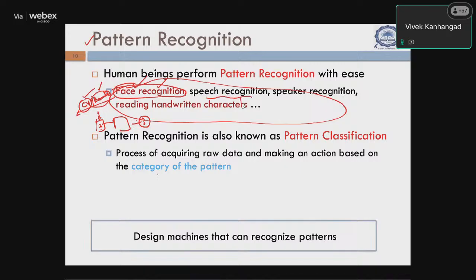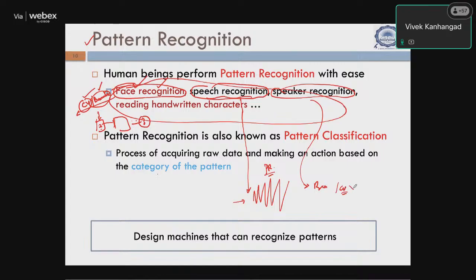Similarly, speech recognition. Speech is a one-dimensional signal, so it's definitely not a computer vision problem, but it's still a pattern recognition problem, and it is not a biometrics problem. We are not interested in identifying who the speaker is. Whereas speaker recognition is a biometrics problem, but it's not a computer vision problem, because there's no image involved here.